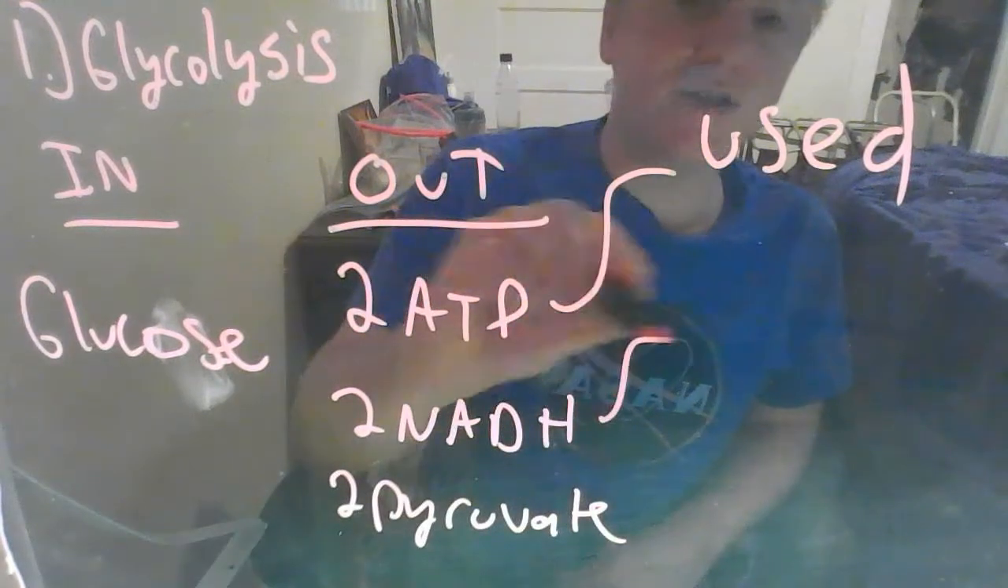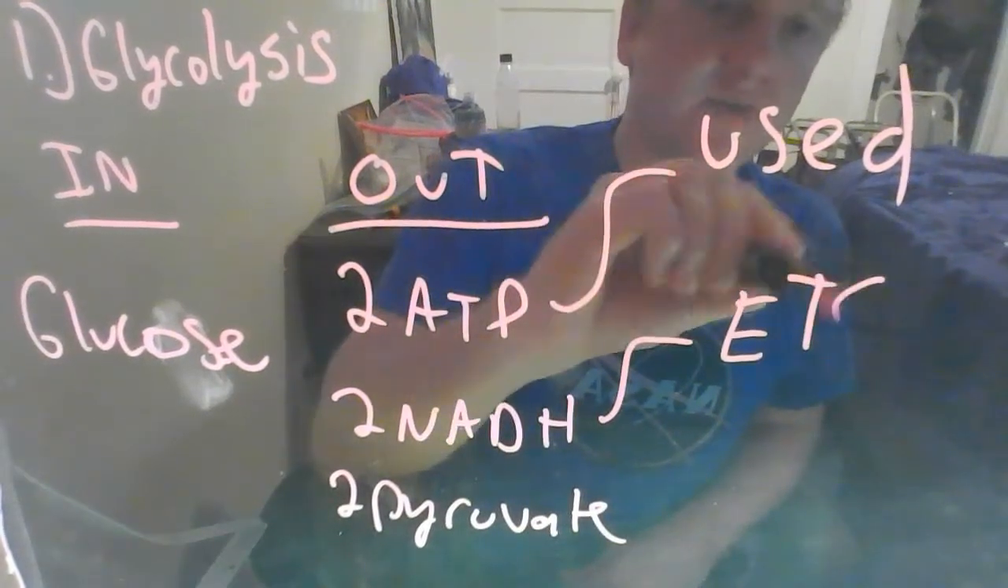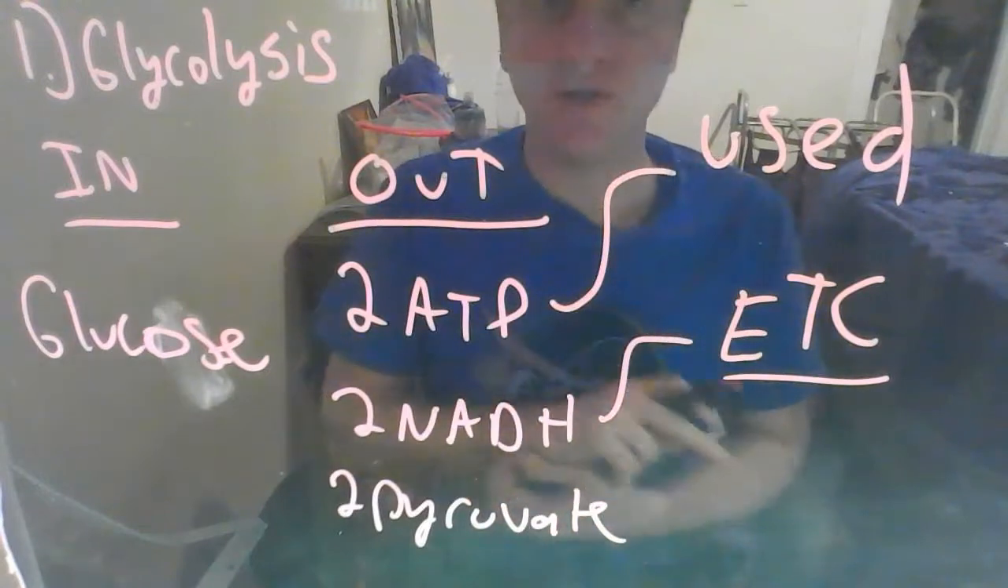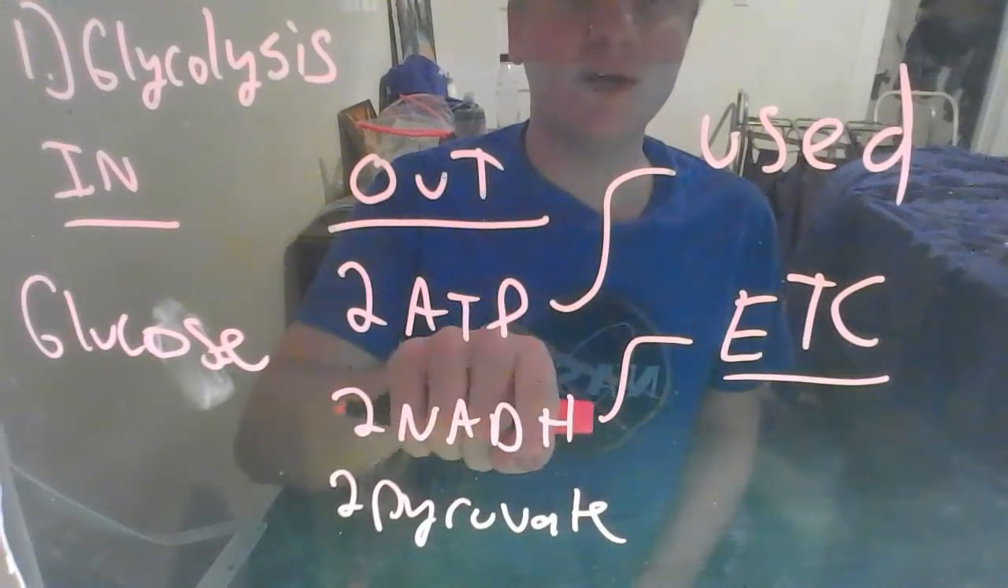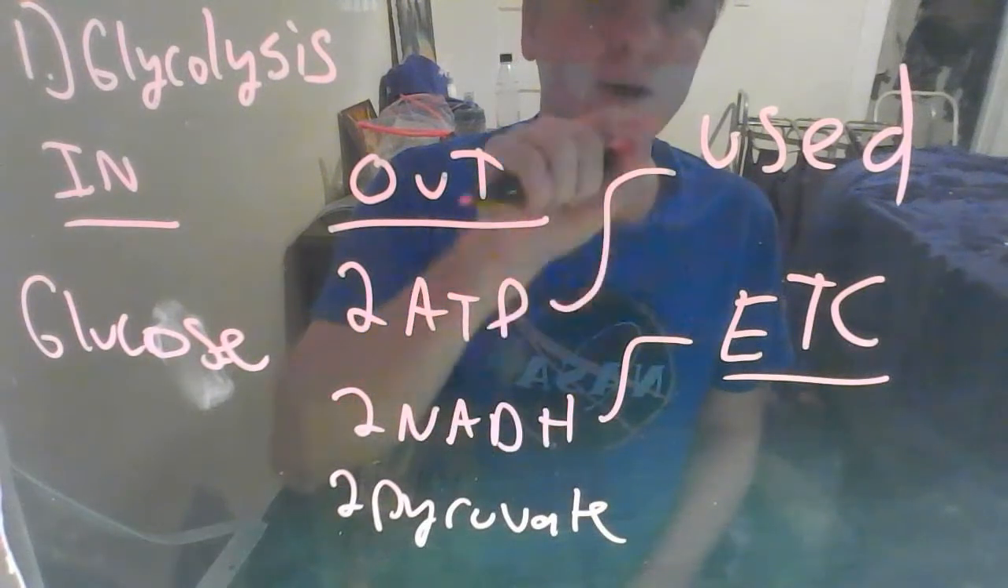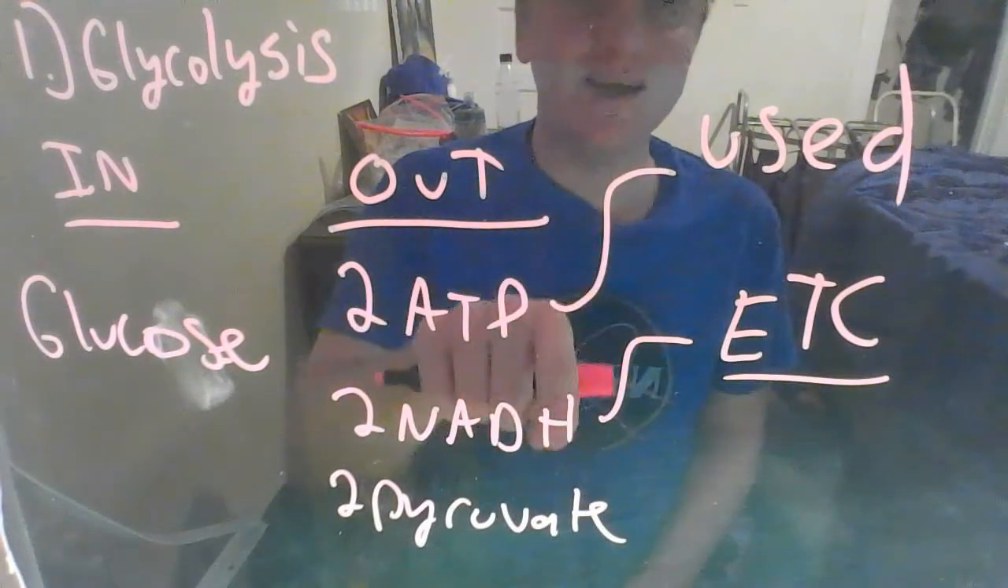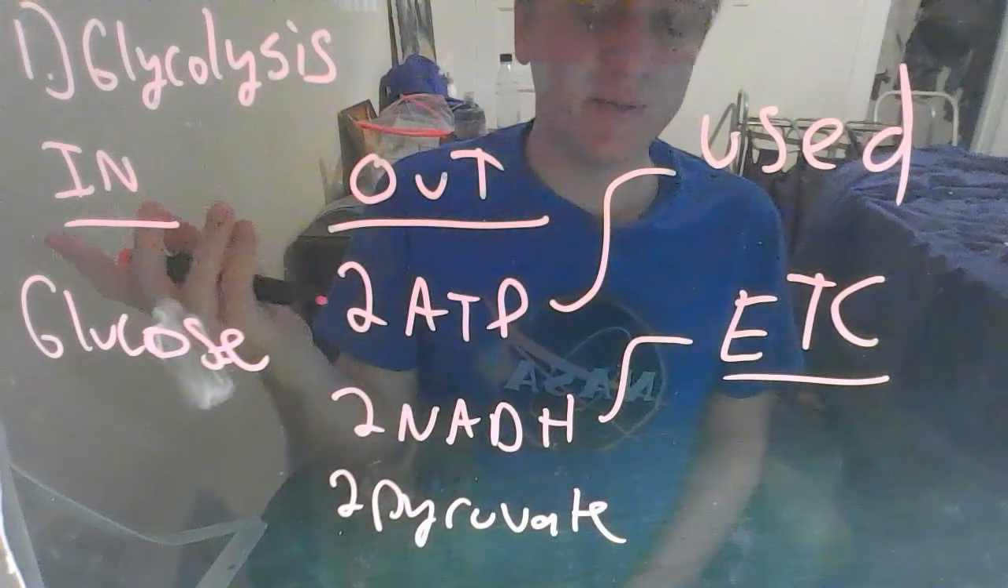This NADH is going to go to the electron transport chain. Stick with me on this one. Please watch the next few videos. This will make sense. But we're going to use this NADH later on to generate a bunch more ATP.